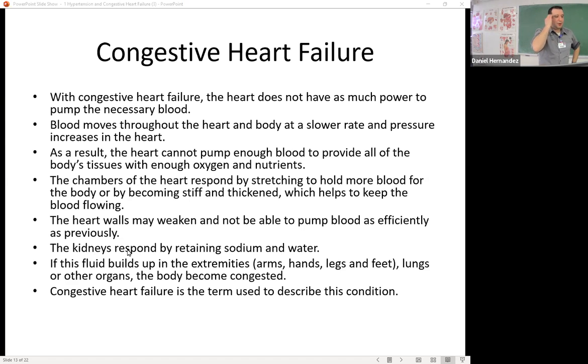So again, congestive heart failure is the term used to describe this general condition of congestion. They have pulmonary congestion, they have peripheral edema, they have congestion within the heart. The blood flow isn't circulating properly through the heart. The oxygen and nutrient demands of the body aren't being met because the heart's not beating properly.